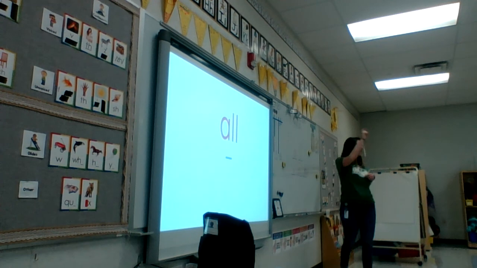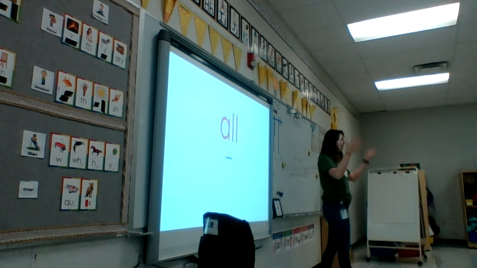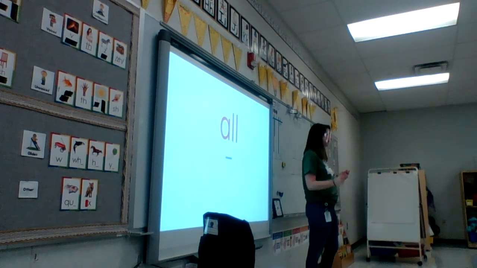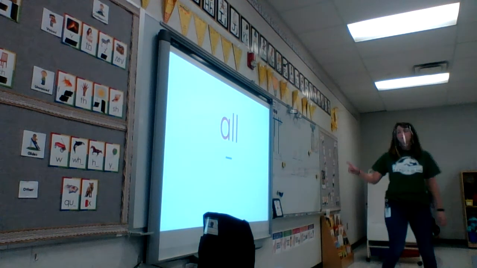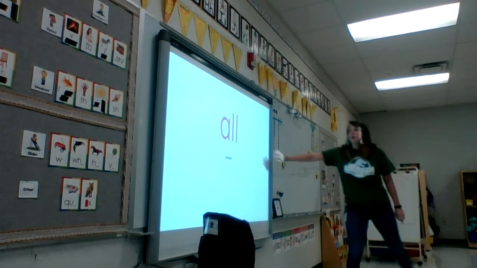Everybody, let's skywrite it. Actually, I want everyone to stand up and skywrite because I need some people participating. When we're skywriting, you are tracing those letters.